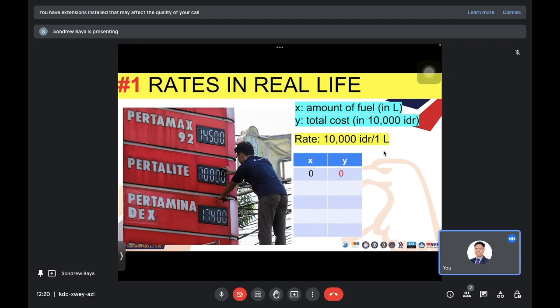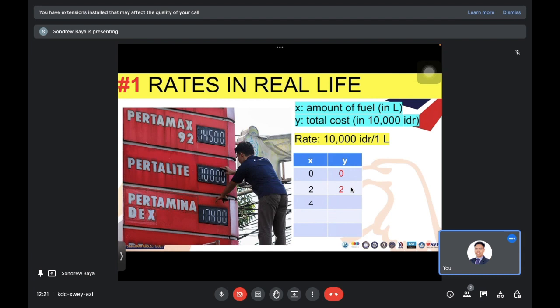However, the moment you avail 2 liters of fuel, you're going to pay 20,000 Indonesian rupiah because the rate is 10,000 Indonesian rupiah per 1 liter. Now, sir, why is it not 10,000? Because this is 2 liters. Had this been 1 liter, then this becomes 1, or simply 10,000. But since we talked about 2 liters and every liter is 10,000, therefore 2 liters corresponds to 20,000 Indonesian rupiah. How about for 4 liters?